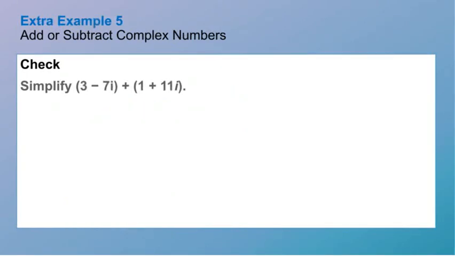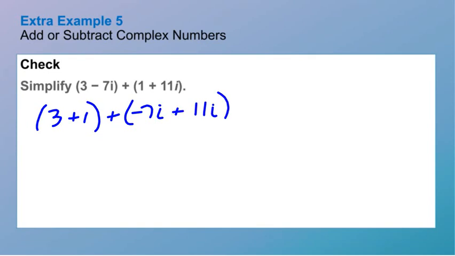Next, simplify this one. So the real part would be 3 plus 1, plus negative 7i plus 11i. We combine that, we get an answer of 4 plus 4i.